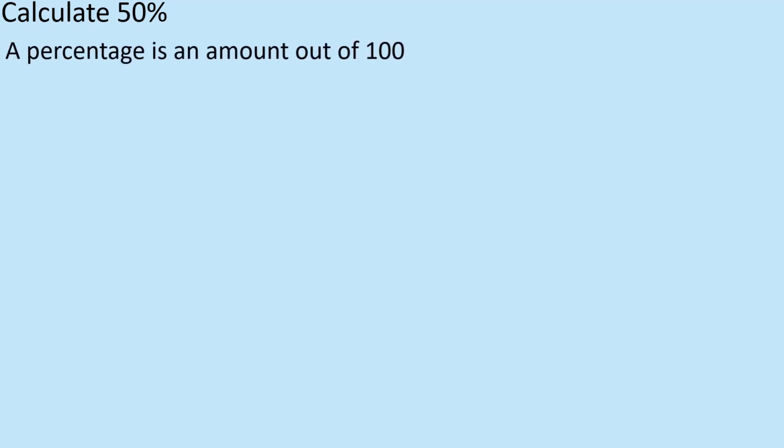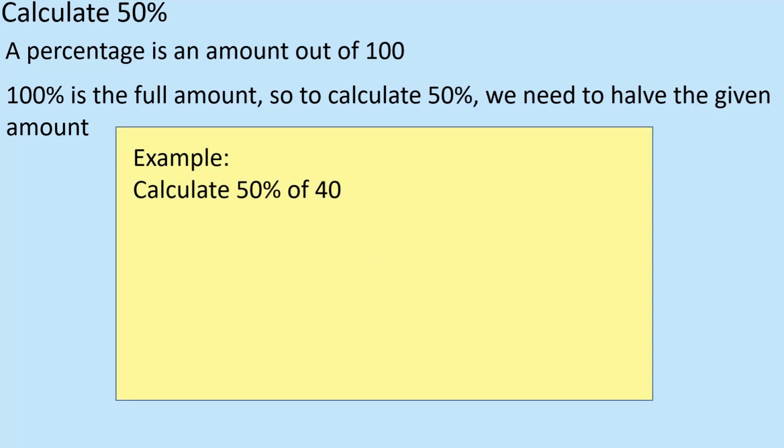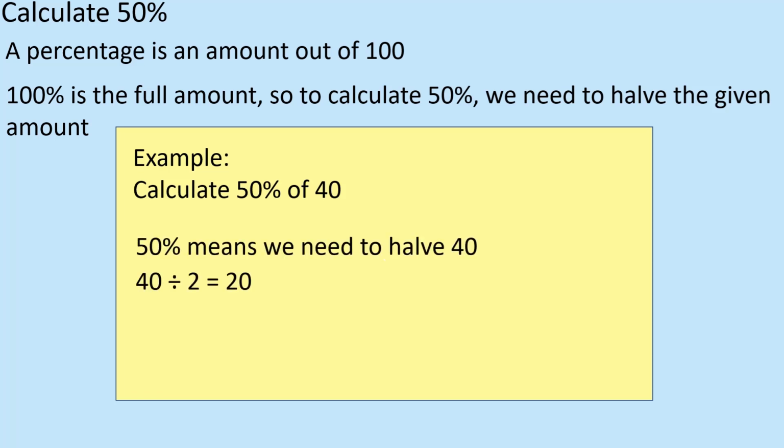Alright, so to calculate 50% of an amount, well 50% is basically out of 100, so 50% is essentially half. Okay, so if we had to work out 50% of 40, then I just want you to half it. So 50% of 40 is basically 40 divided by 2, which is 20. So 50% of 40 is 20. Alright, easy stuff.